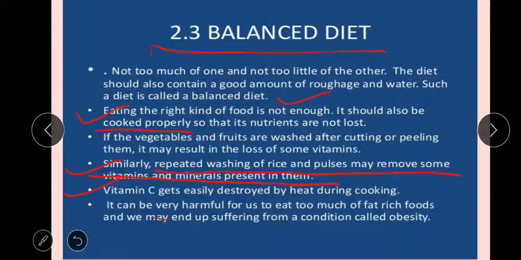It can be very harmful for us to eat too much fat rich food because fat does not digest easily and it accumulates in our body in the form of unwanted fat, and we may end up suffering from a condition called obesity, which is not a good condition for our body.